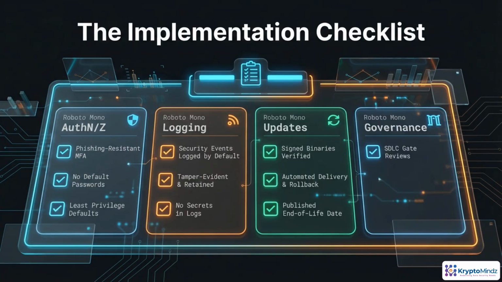As you implement Secure by Design, keep this mental checklist. Auth: strong auth, phishing-resistant MFA, no default passwords, least privilege access. Logging: capture security events, keep tamper-evident records, and never log secrets. Updates: verify signatures, automate delivery and rollback, and publish end of life. Then wrap it all in governance with real SDLC security gates.